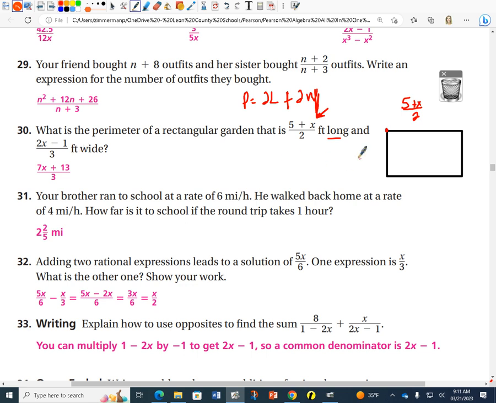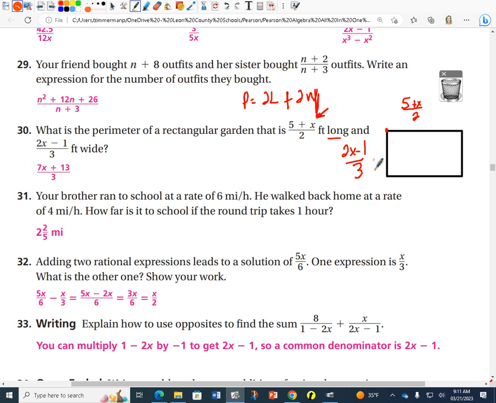So we should know, right, the formula is 2 times the length plus 2 times the width, and it's because there's a length on both sides for perimeter, right? So this side and this side have the same length. This side and this side have the same length. So now we're going to plug into the formula.